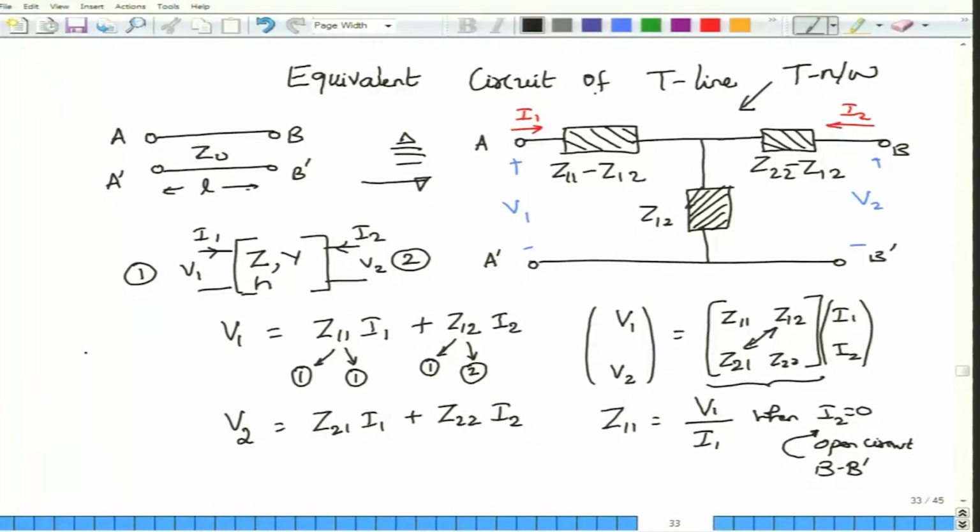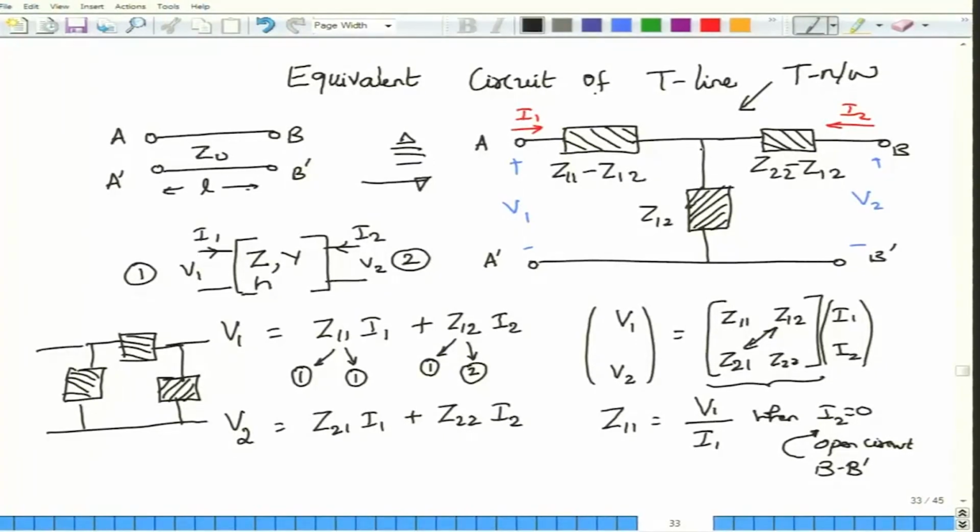You can always obtain another network which is called a pi network, in which the blocks would be arranged in this way. Of course, the individual values of the blocks will not be the same for the pi and the T network. There is a definite relationship between the two. If you are reminded of the star and delta transformation, then I think that is what I am trying to tell you, right.